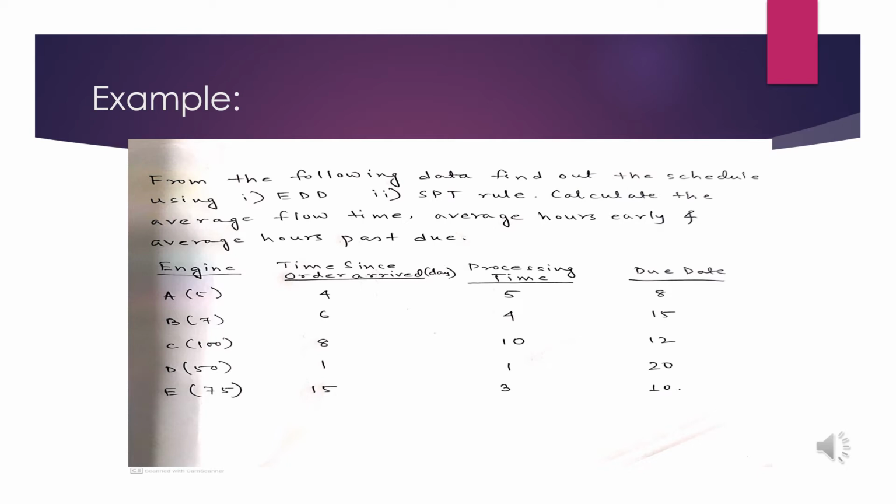The days since order arrived have been given. The processing time has also been given to us, and the due date also. So it is absolutely similar to the previous sum. We have to find out the correct scheduling using the EDD and the SPT rule method.